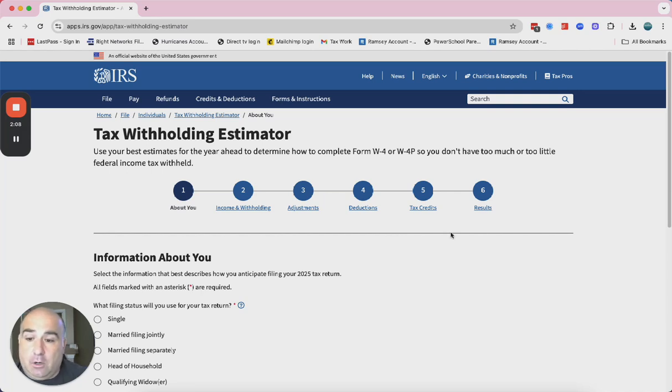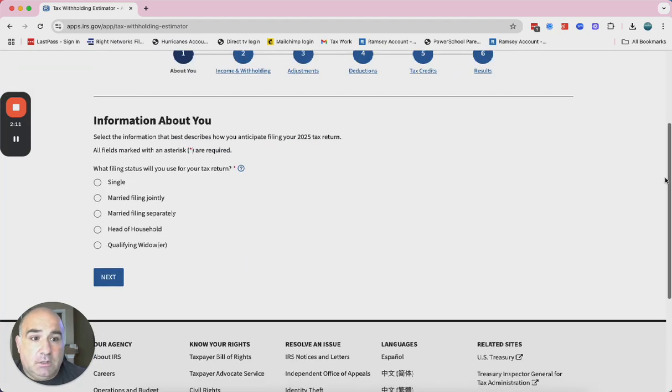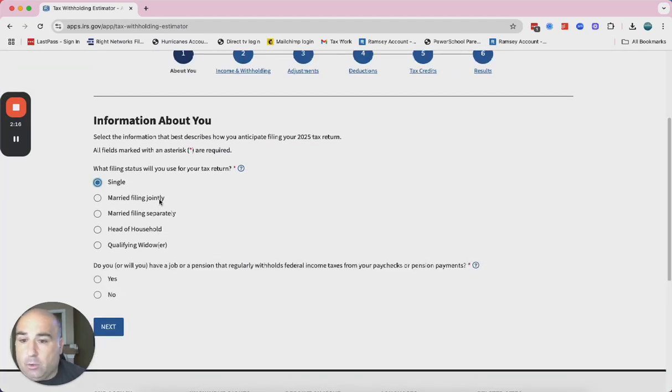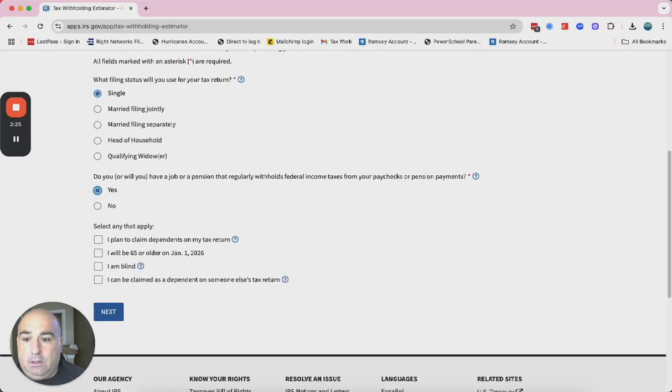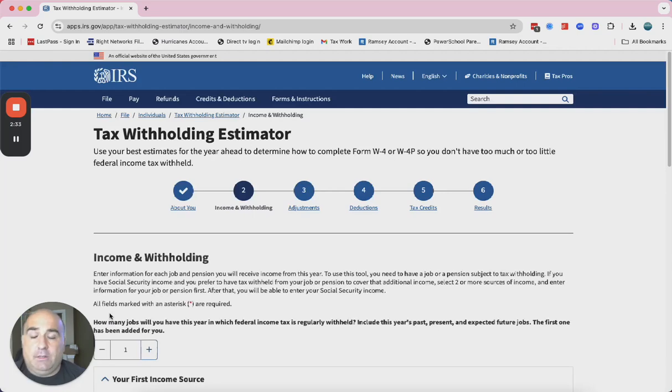So here we are. We're going to say this person is single. You can do it with married filing jointly, or any other status you see. And then, do you have a job? Typically most people have a job, and we'll say yes. And then they'll ask you, do you plan to claim dependents? If you've got that, you say yes. So this person has a dependent. So going on to next.